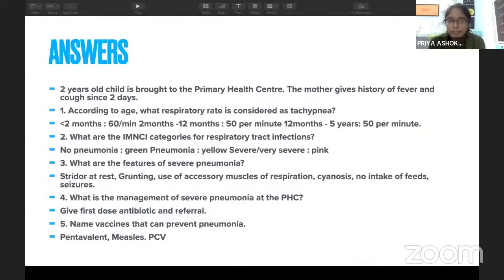In IMNCI, green is no pneumonia, yellow is pneumonia, and pink is for severe, very severe pneumonia. What are the features of severe pneumonia? You told grunting, stridor at rest, use of accessory muscles of respiration, cyanosis, no intake of feeds, and seizures. And you rightly mentioned, management of severe pneumonia at the PHC is you give the antibiotic first and then refer them. Vaccines that can prevent pneumonia, you told PCV, pentavalent also, and measles also.